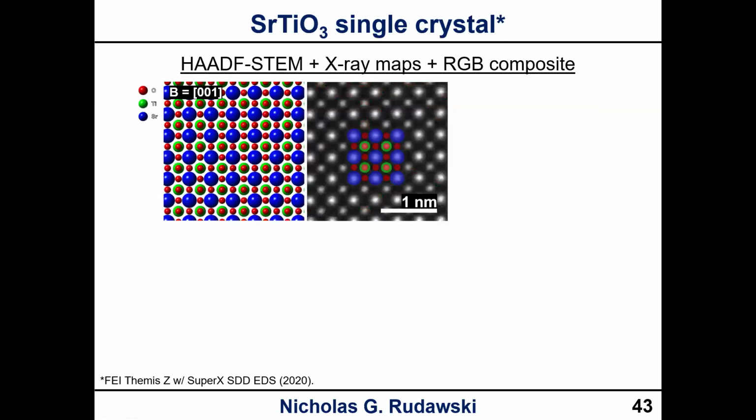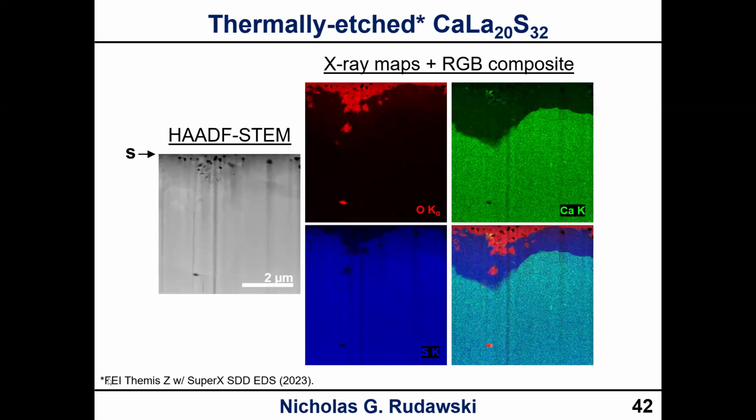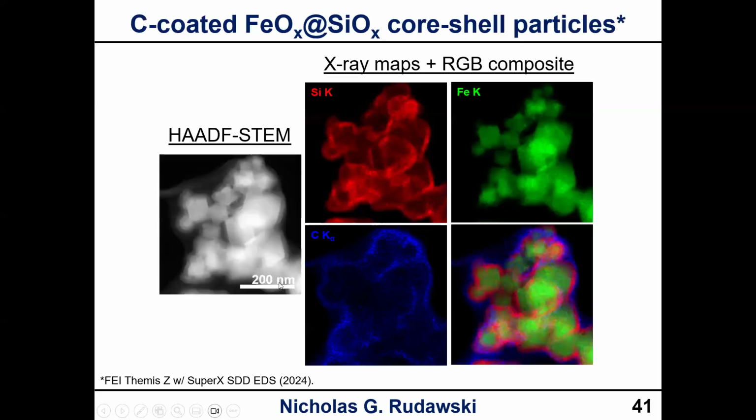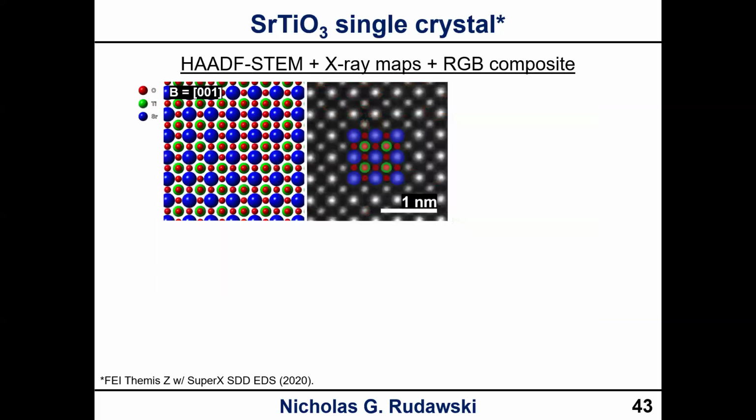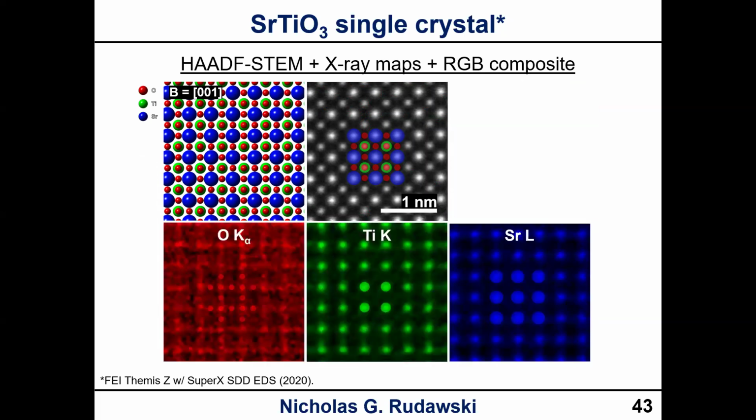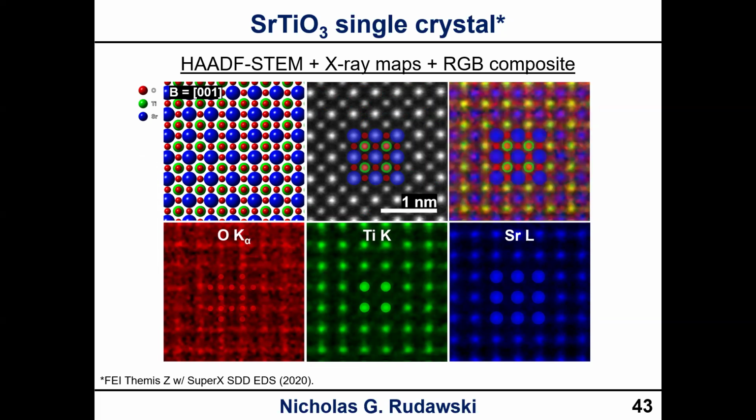Of course, these images I've shown you up to this point are fairly coarse scale. You can see this is 2 microns. The one previously, these are nanoscale. We want to really push the limits here, of course. So can we do this at the atomic level? If we look at good old strontium titanate again, there's the projected structure. There's my HAADF-STEM image with the projected structure superimposed. If I do the EDS maps, again, oxygen K alpha, titanium K, and strontium L, and then I overlay it, I can see the same thing.